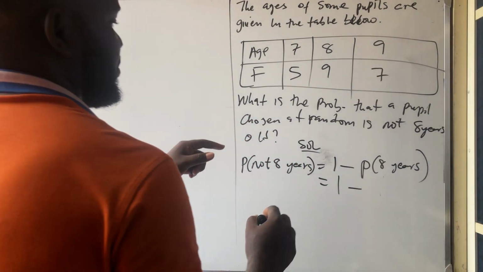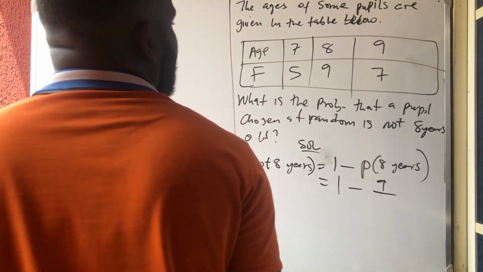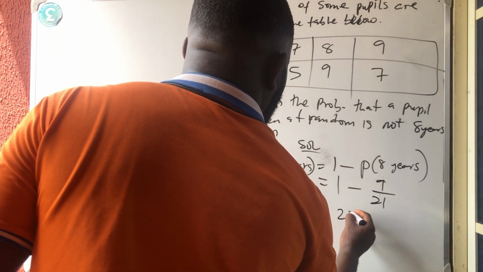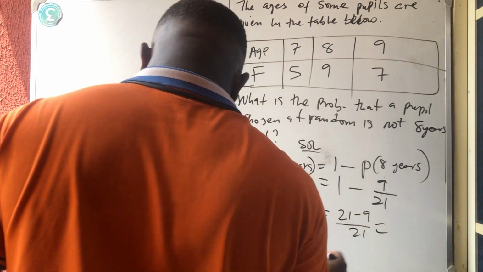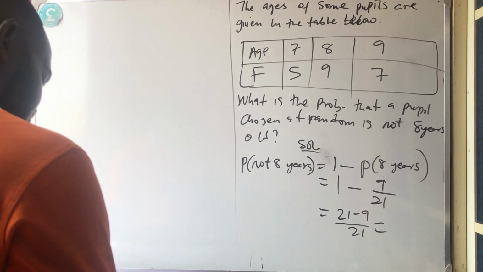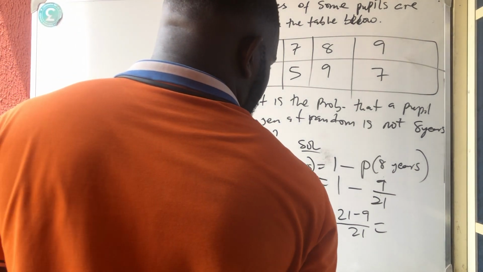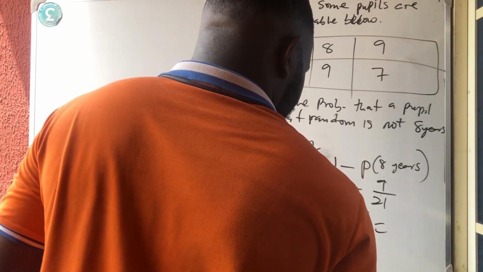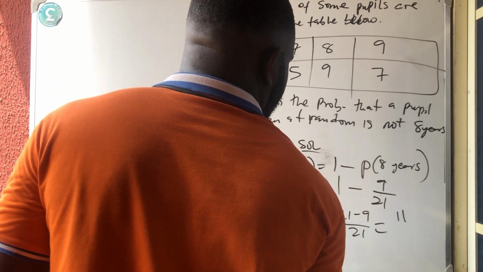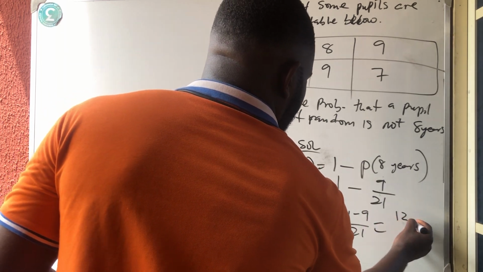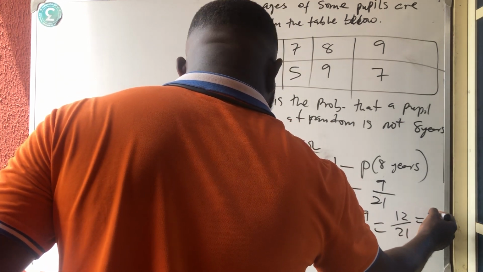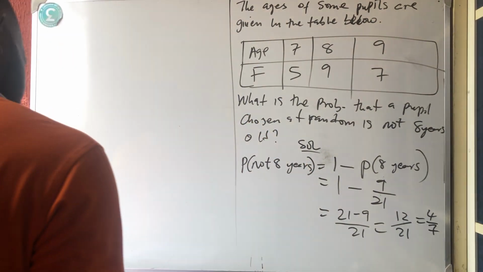Which is 1 minus probability of 8. How many people are 8? 9 people. 9 all over the total number, which is 5 plus 9 plus 7, that is 21. Which is 21 minus 9 over 21. So what do you have now? 21 minus 9 is 12. So 3 here is 4, 3 here is 7. Okay.